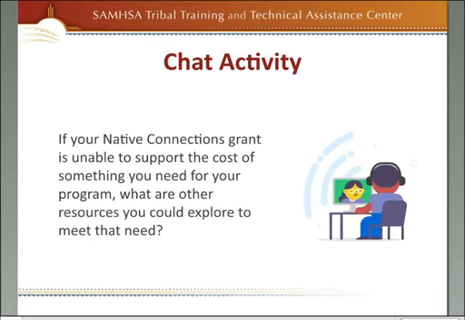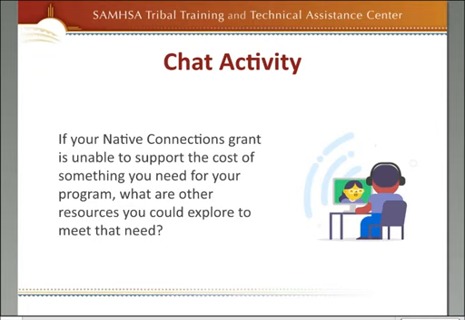Things like transportation, particularly if people are being taken to appointments, that is something that can be supported under Native Connections. You can buy vehicles with Native Connections funds. You have to go through particular steps to justify and explain what that vehicle is used for, but we've had grantees go through that process and get vehicles that were intended to be used for the program, particularly around transporting youth to services. So that is a possibility.